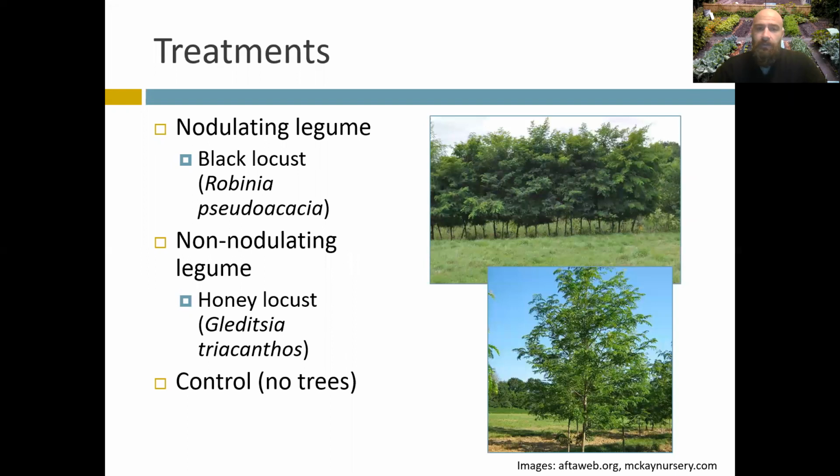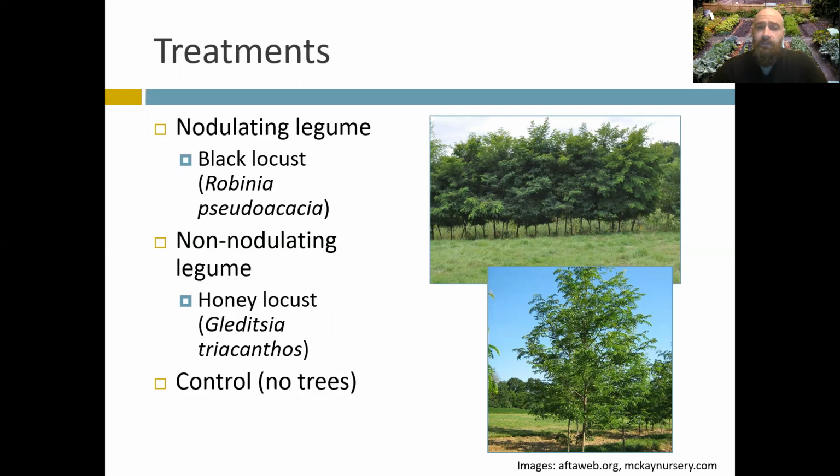We have three treatments, the most important being that black locust treatment. So black locust is this tree at the top right. You see a row of black locust trees, Robinia pseudoacacia. It is a nodulating legume, and that means that it forms nodules on its roots for rhizobia bacteria that are able to fix nitrogen. And this legume does have a very high nitrogen fixation rate.